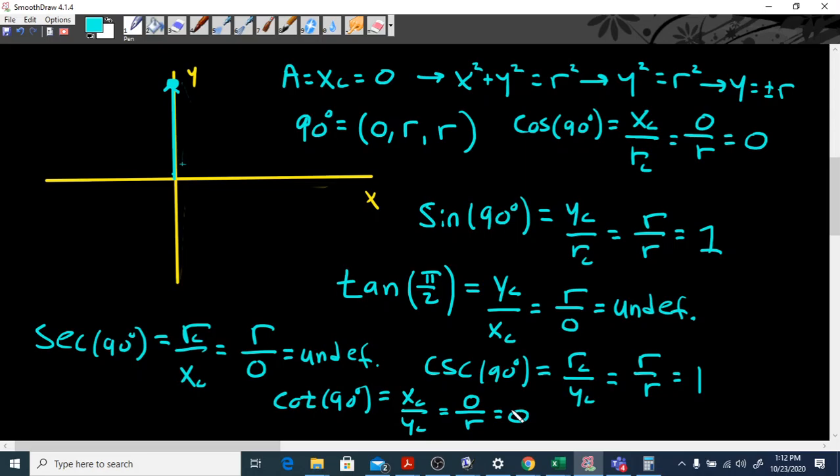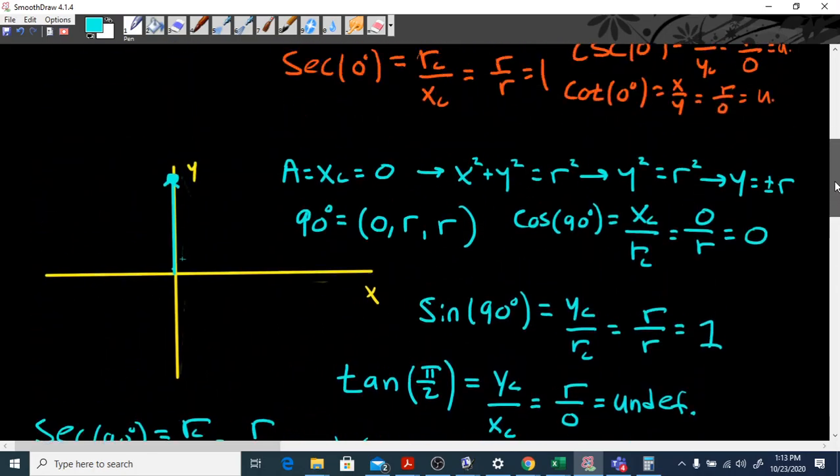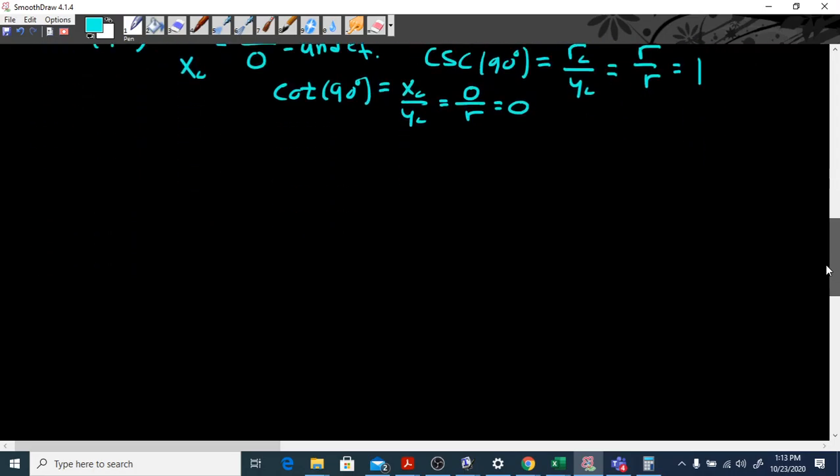All right, so there we go, everybody. There's 90 degrees, completely handled. Every trig function written down. All right. So now I'm going to come back up here. Well, okay. I guess I keep going down. 180 degrees.